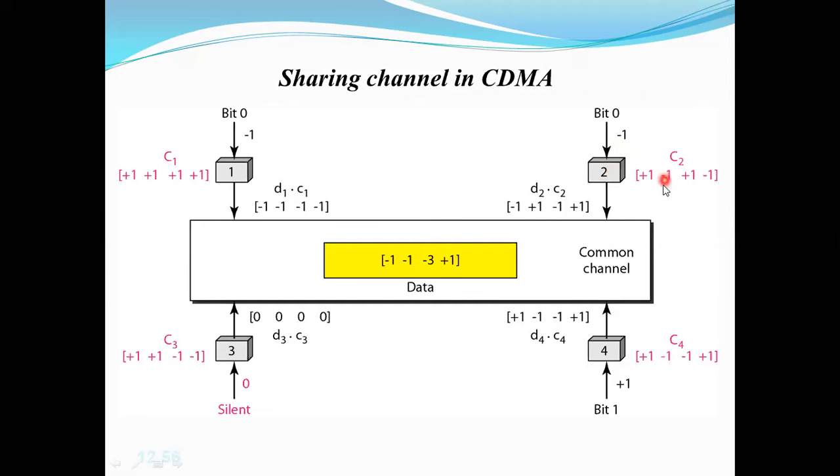What is the code of station 2 here? Plus 1, minus 1, plus 1, minus 1. This is the code of station 2. The sum of all the data, you multiply with the code of station 2. When you multiply with that, this is the result you are going to get. Now station 3 can see this particular data. Whenever station 3 wants to hear from station 2, this is how you can interpret it. The interpretation happens like this, okay?